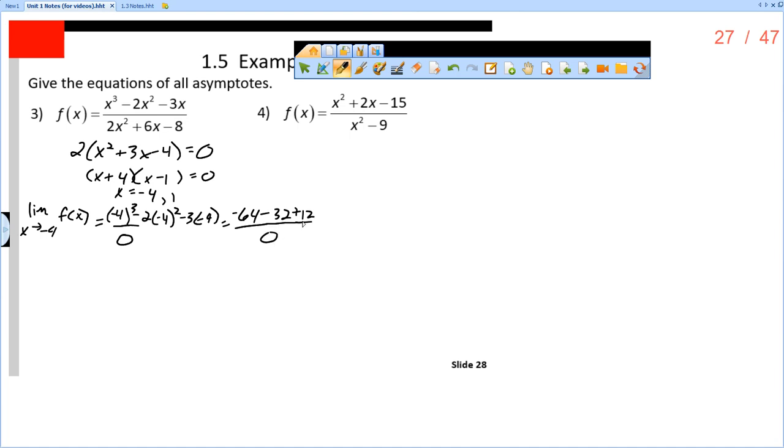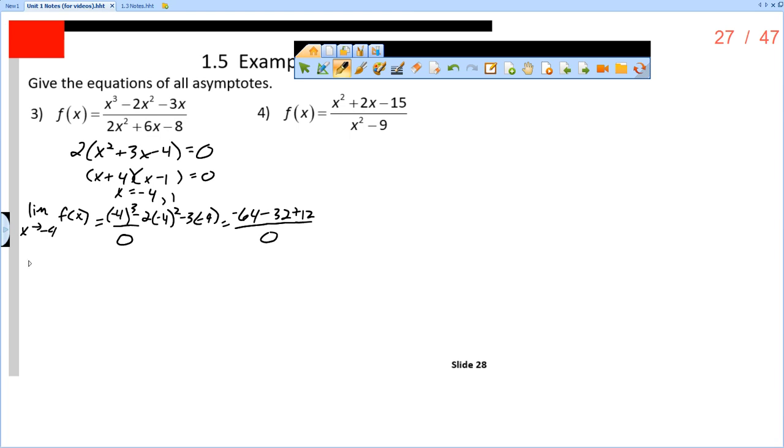Sometimes when I'm doing something like this, I'm trying to think, do I need to do all this work? Well, no, because -64 minus 32 gives us -96. This isn't 0, so I don't even want to do the work, but I just know that it's not 0. So what does that mean? Non-zero over 0 is going to tell us that there is a vertical asymptote there. Because remember, if it was 0 over 0, then what would that tell us?